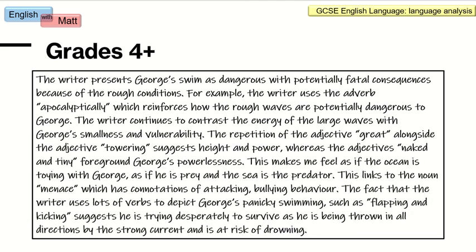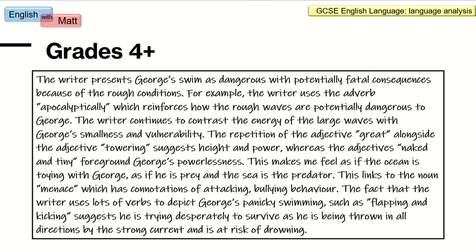So an example of a more successful answer, in terms of if students wanted to get a grade above a 4, would be something along the lines of this. The writer presents George's swim as dangerous with potentially fatal consequences because of the rough conditions. So immediately they've understood what is being described here. For example, the writer uses the adverb apocalyptically, which reinforces how the rough waves are potentially dangerous to George. So we've got much shorter quotes, much more judicious, much more selective, and also we've got a technique there, adverb.